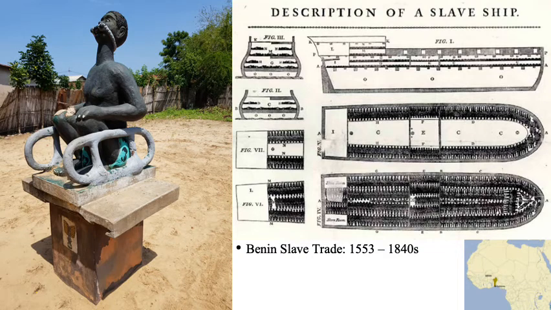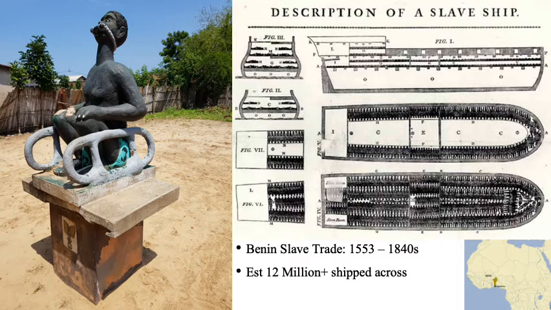So, slave trade there happened from 1553 to the 1840s. In all of African transatlantic trade of slaves, there were about 12 million Africans that were shipped across at that time.